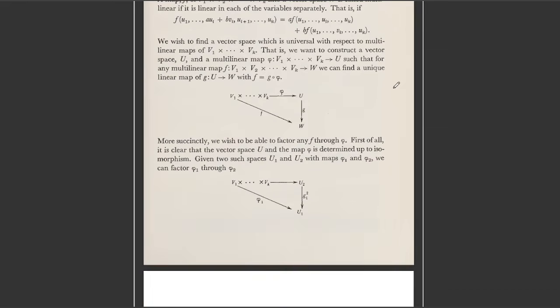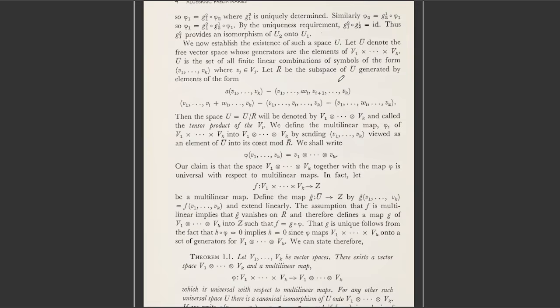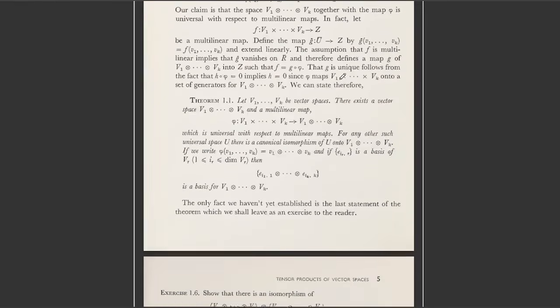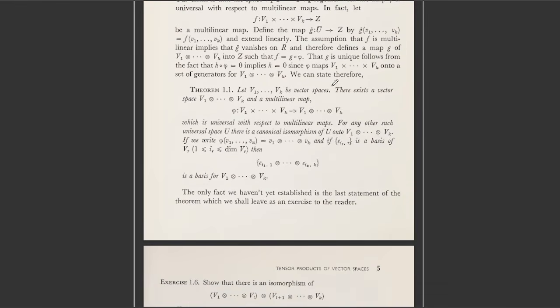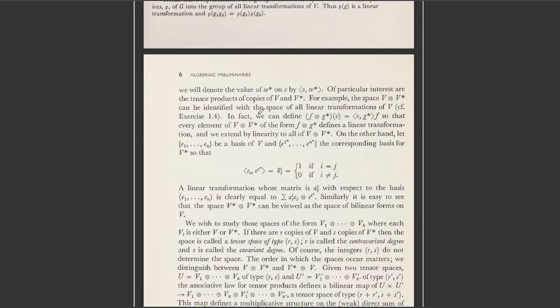I'm not going to hold your hand through everything, but you can read. And then he'll define multilinear maps that exist on vector spaces, the tensor algebra of a vector space. Then he'll go into the exterior algebra later, I think.